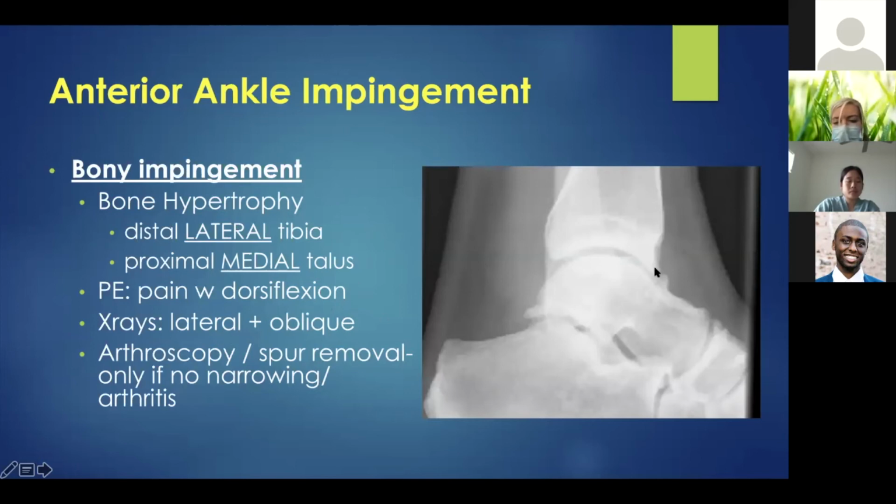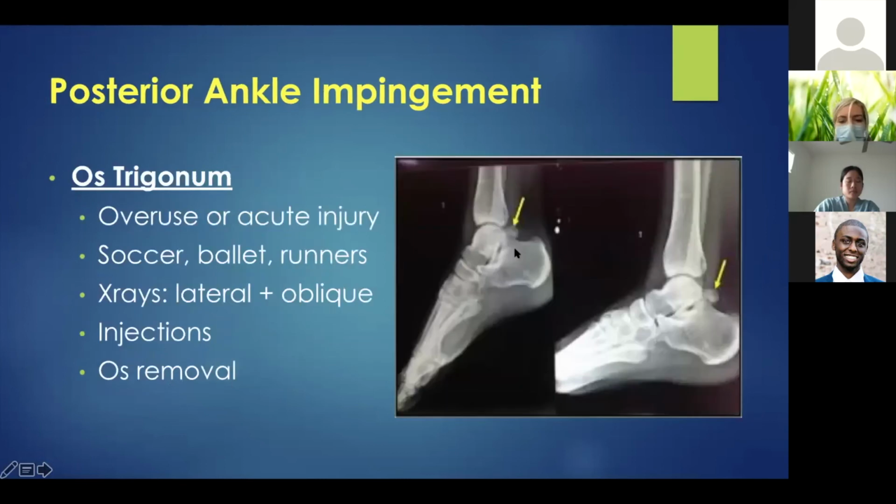On X-rays, the lateral view shows us the tibia, and the oblique views will show us the talus. And often we can do an arthroscopy with spur removal, but only if there is no narrowing or arthritis of the joint itself, because clearly if there's narrowing or arthritis, removing the bone spurs is not going to help people out and can make them worse, because then they have more motion, which can create more pain. Posterior impingement we see with our ballet dancers, soccer players, runners, downhill runners specifically.